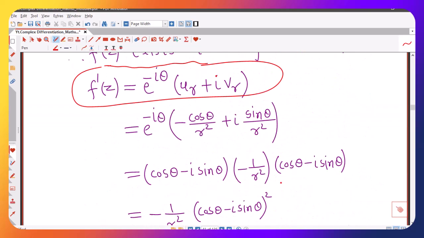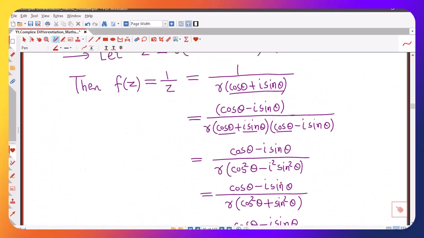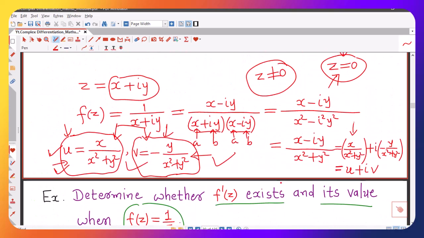And you can do the same problem using Cartesian form of Cauchy Riemann equations also. You can try this as a homework, and you can compare both the methods, that which one is easier, either Cartesian form of CR equations or polar form of CR equations. So you can start by differentiating u and v. You can find out first order partial derivatives, and you can check whether these equations are satisfied at every non-zero point or not.